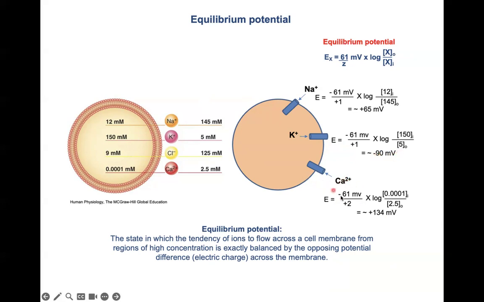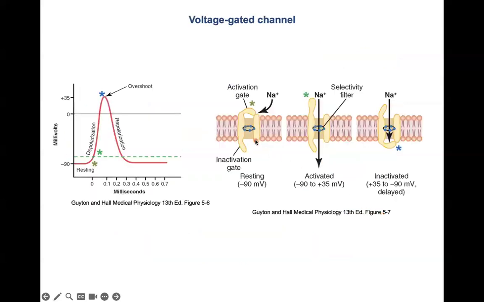Calcium. We calculate plus 134 millivolt. If the membrane permeability to calcium were very high, the resulting membrane potential would reach a value close to the equilibrium potential of calcium, about 134 millivolts. Next, voltage-gated channels. I dealt with voltage-gated channels in depth in previous videos, and I will add the links. Here we have the example of voltage-gated sodium channels.